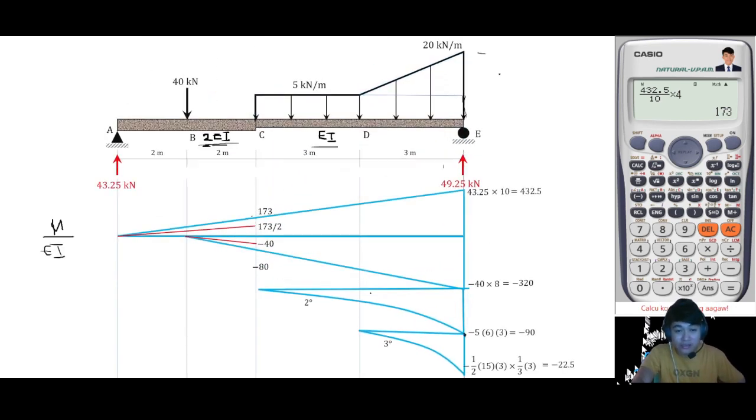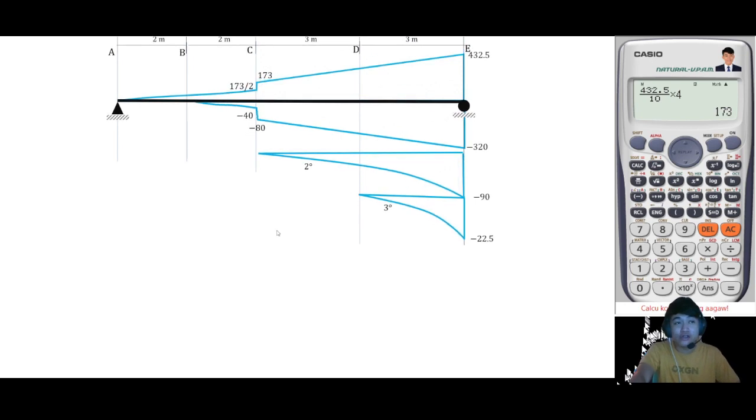So originally this is your height, but now we just remove this height. So this will be now the new intensity of your loadings. Okay, now this moment diagram by parts will be the load of your conjugate beam. And this is now your conjugate beam. This is now the new loads.